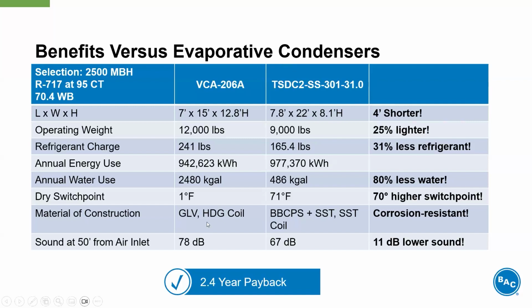And as I mentioned before, this evaporative condenser's dry switch point is 1 degree F, so we're really not getting any type of dry cooling out of it. Whereas with the adiabatic product, we're able to operate dry all the way up to 71 degrees. And then again, the note about materials of construction: most evaporative condensers are going to be galvanized steel. There are options to upgrade to full stainless steel, whereas your adiabatic units are going to have corrosion resistant premium materials as a standard. And for this particular case, again, lower sound levels using the whisper quiet axial fans on an adiabatic condenser.